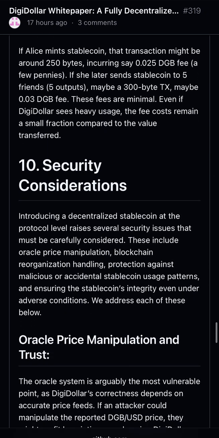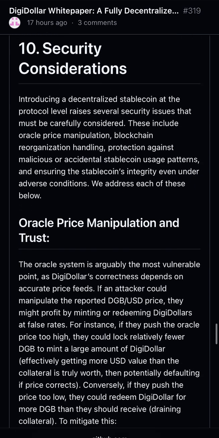Example of fee in context. If Alice mints stablecoin, that transaction might be around 250 bytes, incurring say 0.025 DGB fee, a few pennies. If she later sends stablecoin to 5 friends, 5 outputs, maybe a 300 byte TX, maybe 0.03 DGB fee. These fees are minimal. Even if DigiDollar sees heavy usage, the fee costs remain a small fraction compared to the value transferred.